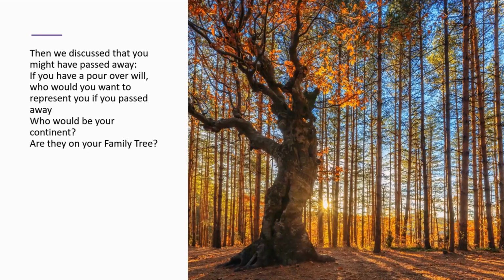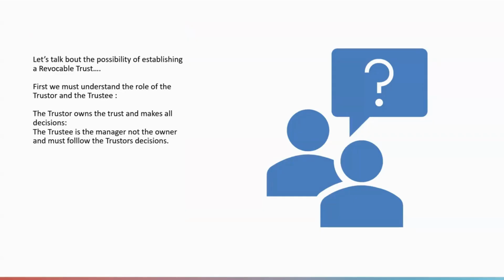Okay. Oh God, I misspelled contingent, didn't I? Right there. See it? Who would be your contingent? I'm sorry about that. That should be contingent. Are they in your family tree? That's what you get sometimes when you work early in the morning. But anyway, let's talk about the possibility of establishing a revocable trust for a minute.